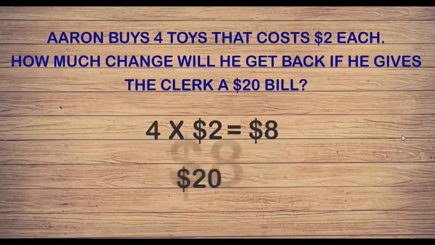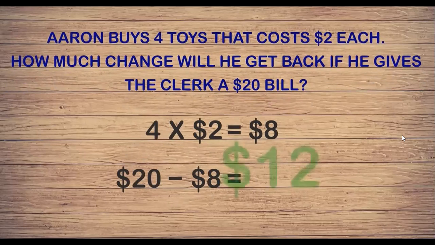Aaron paid $8 for the 4 toys. To find the change, we need to subtract the $8 from the 20. What is 20 minus 8? The answer is 12. Aaron will get $12 back after buying the 4 toys that cost $2 each. Great job, guys!